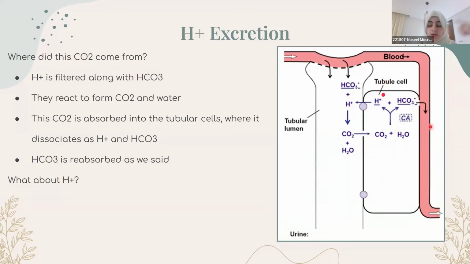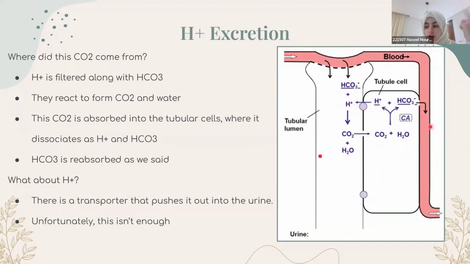All right, what about H plus? This is what we're trying to excrete, right? Well, there is a certain transporter that pushes the H plus back out into the lumen, right? However, this process is not enough to excrete all the hydrogen ions that are extra. Okay, we have 80 millimoles, and that's a pretty big amount. Okay, so we need other mechanisms.